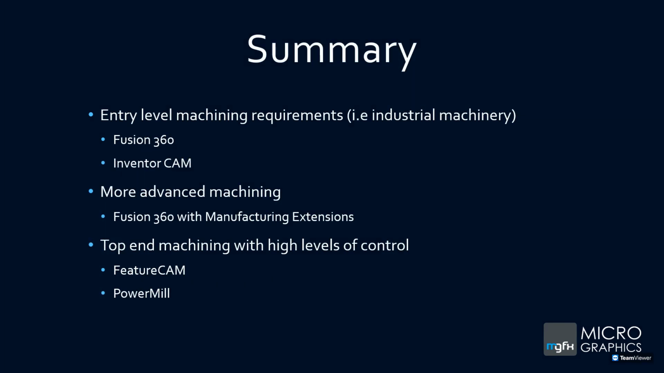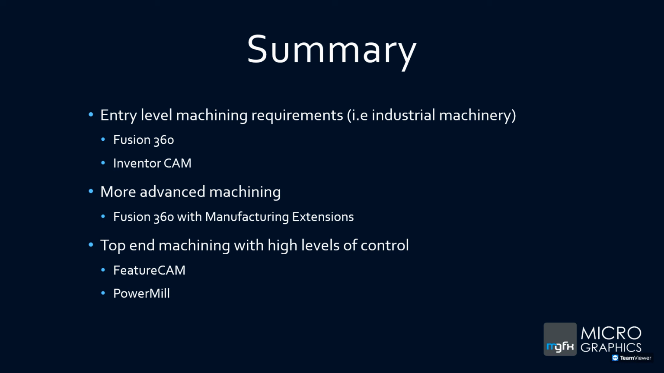So in summary, we have the various levels or tiers of package, starting at the top with your basic requirements and then going down as your requirements change. So as mentioned, if you're a startup or you have simple machining requirements, or you don't need the ultimate level of control over your toolpaths and machining, then Fusion 360, HSMworks, and Inventor CAM will do the trick.